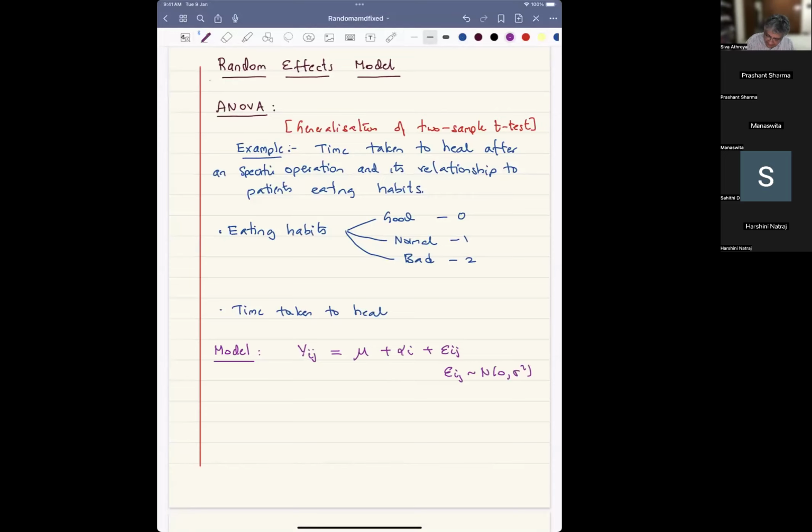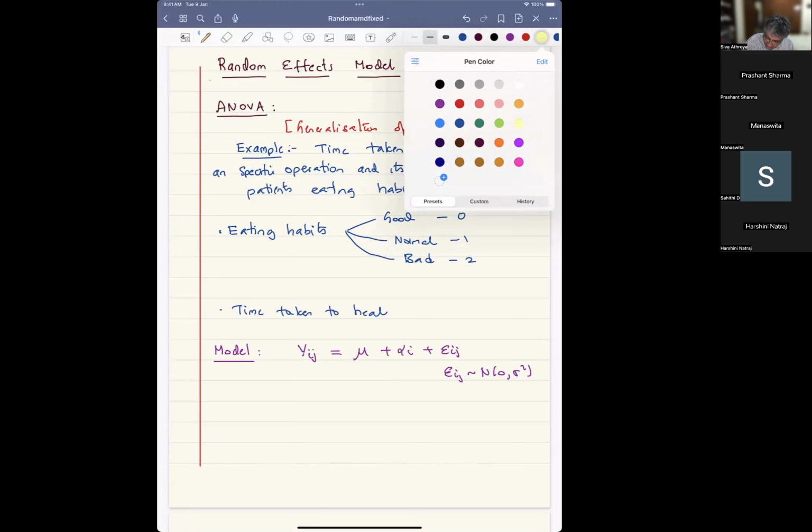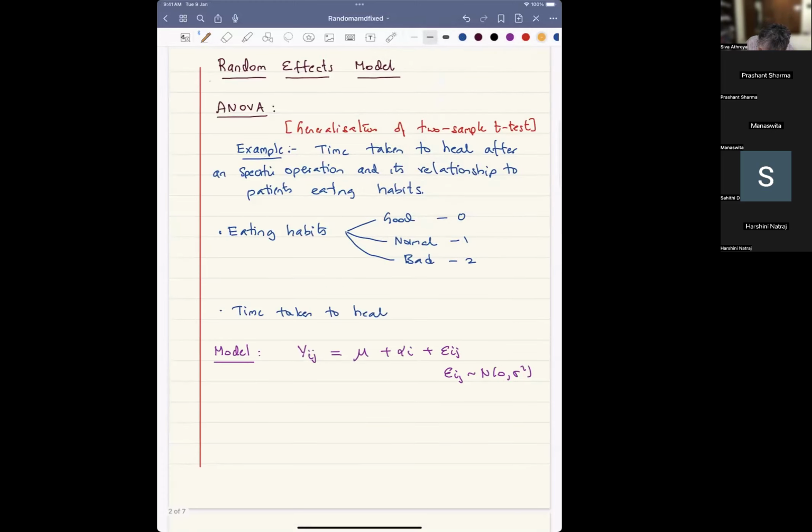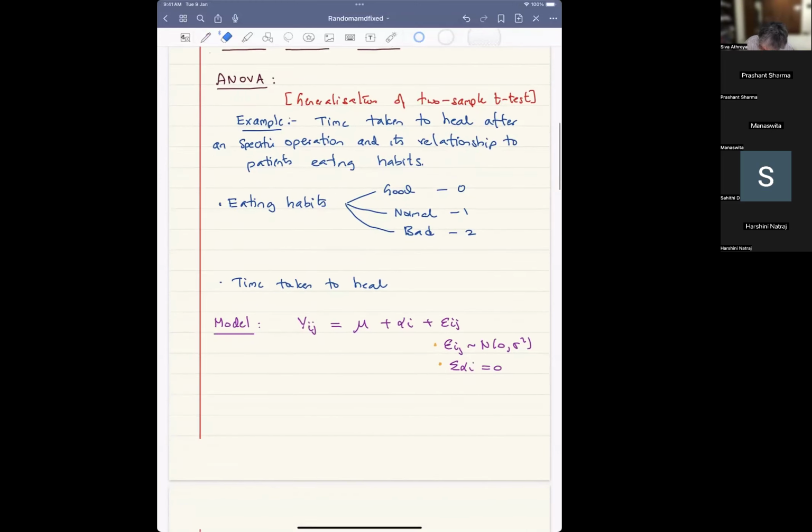And long time back, I had spoken about identifiability. So for estimating correctly, I would just say the summation of alpha_i is equal to 0. Let's say I had R groups, so i equals 1 to R, and each group had N_i observations, with 1 less than or equal to i less than or equal to R. And this is what we did.